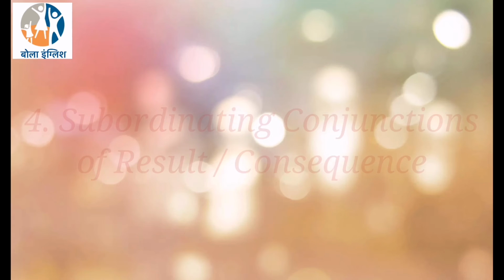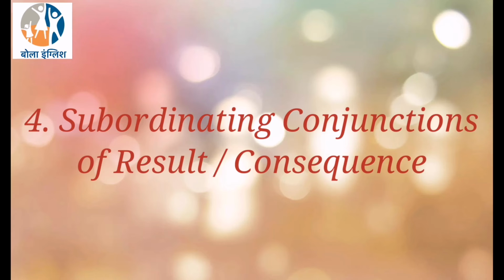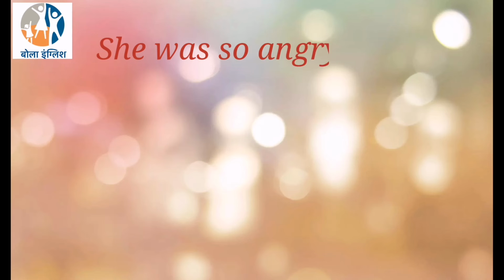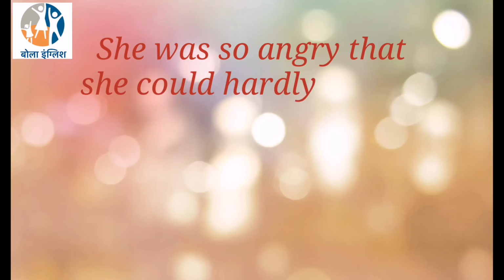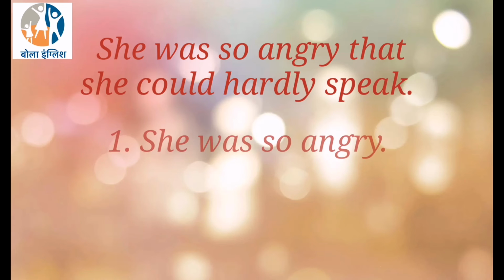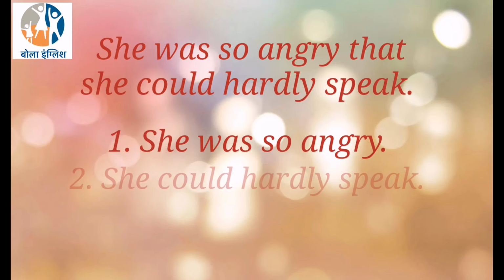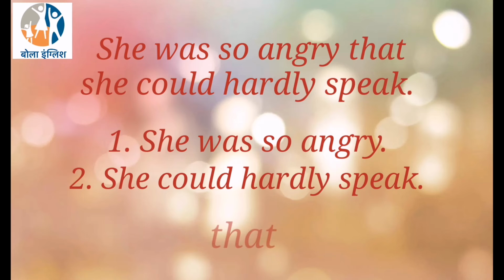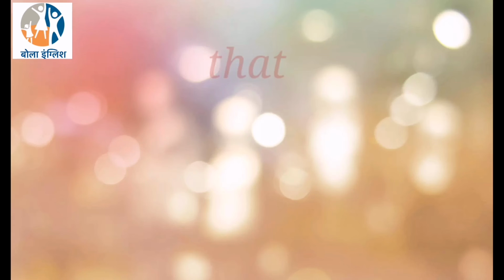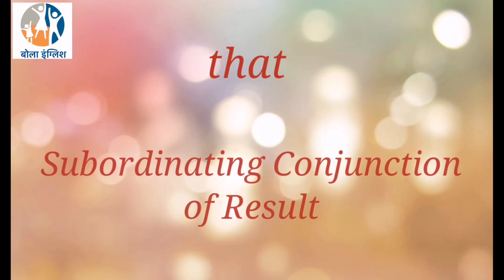Number 4. Subordinating conjunctions of result or consequence. She was so angry that she could hardly speak. The two sentences, she was so angry and she could hardly speak, are joined by the conjunction that. What was the result of her being very angry? She could hardly speak. Here, the word that is the subordinating conjunction of result.